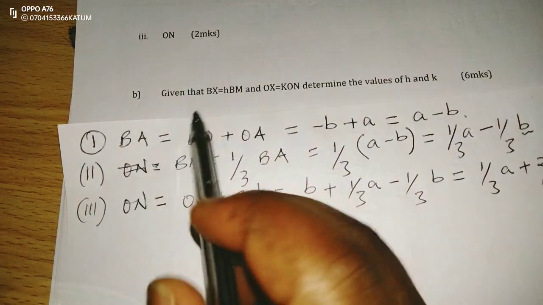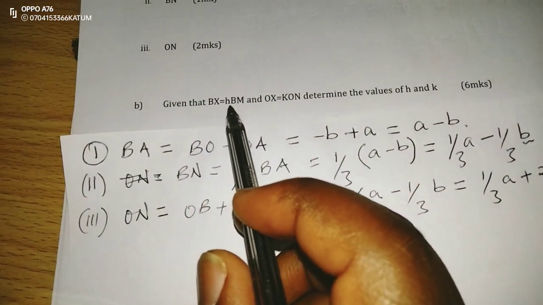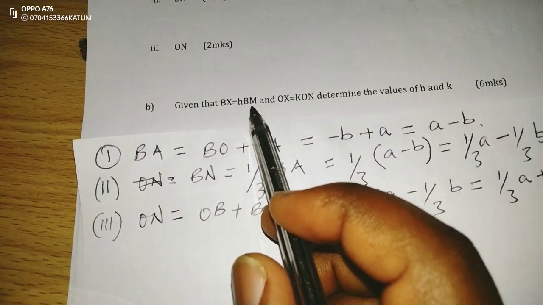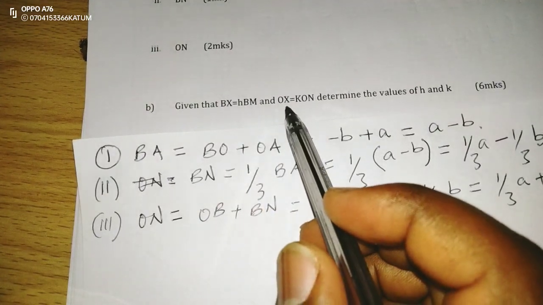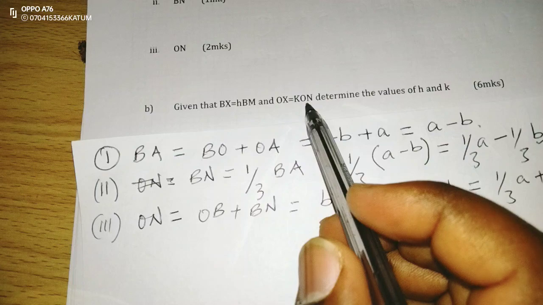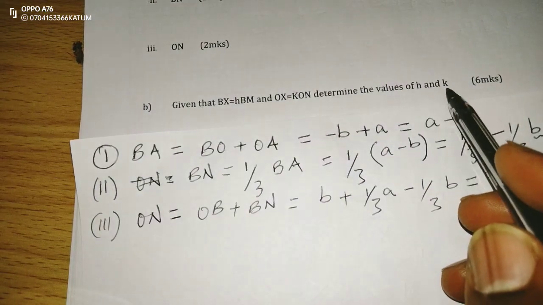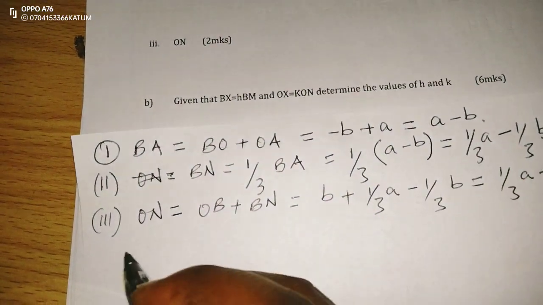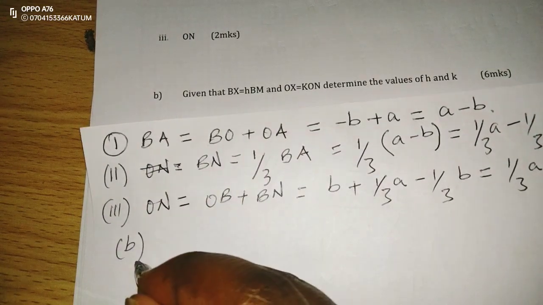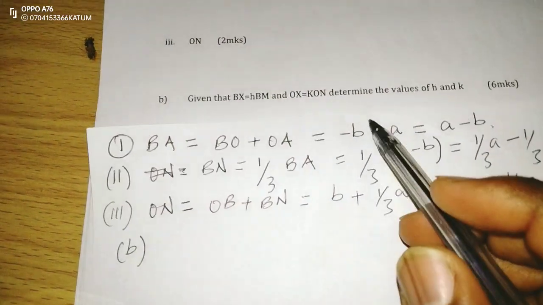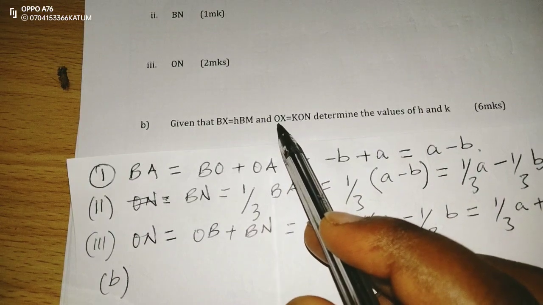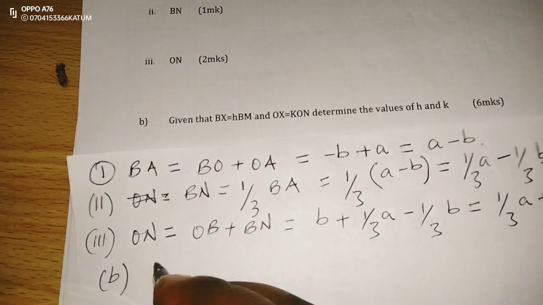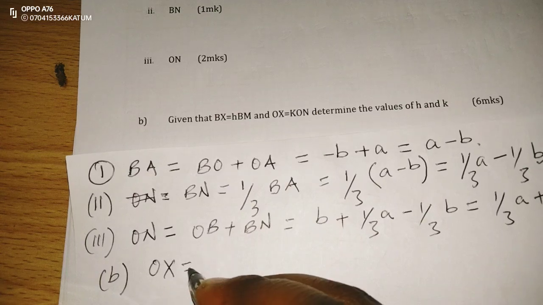Then we are given further that BX equals H BM. Then OX equals K ON. Determine the values of H and K. H and K are constants. Therefore, for us to solve this vector, for us to get these values, we need to express one of the vectors, say OX, in 2 ways. And the first expression of OX is K ON.